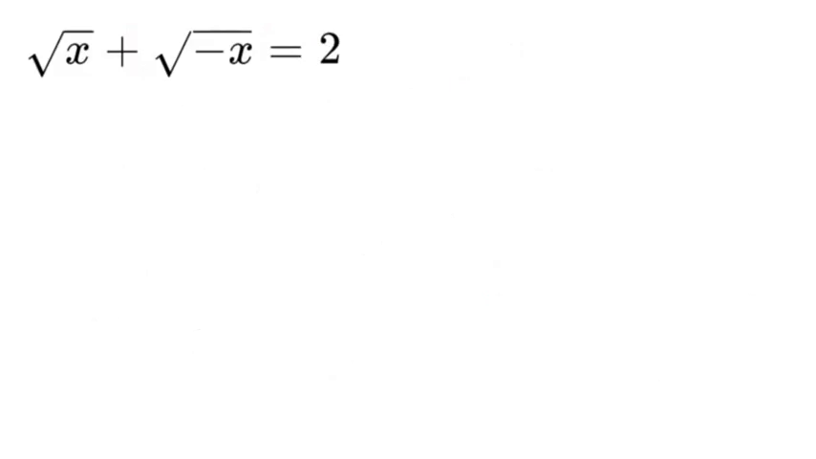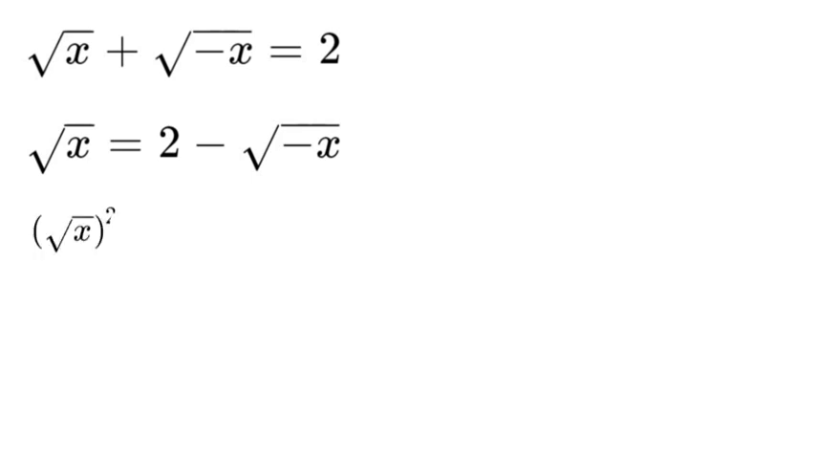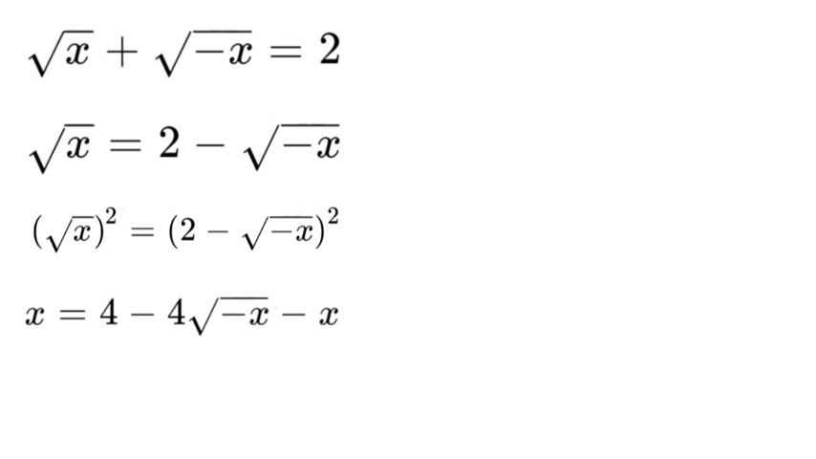That would solve. All right, so we have the square root of x plus the square root of negative x is equal to 2. So first things first, we're going to subtract the square root of negative x. We're left with a 2 minus the square root of negative x. And then we're going to square both sides to try and get rid of these square roots.